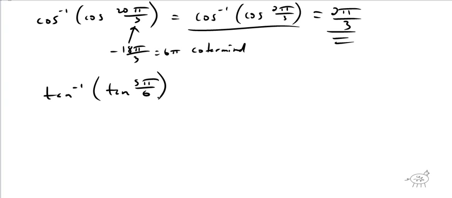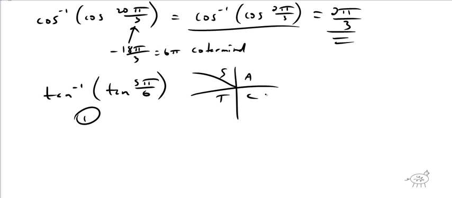Okay, is 5 pi over 6 in range for tangent? It is not. Tangent is between negative pi over 2 and pi over 2, so it's not in range. You got to do 3 steps. First step, let's see, 5 pi over 6. You guys agree it's over here? And what is tangent here? All students take calculus. Tangent's negative there.